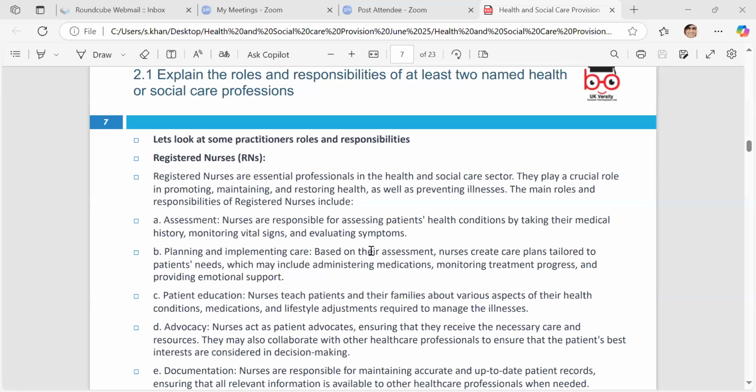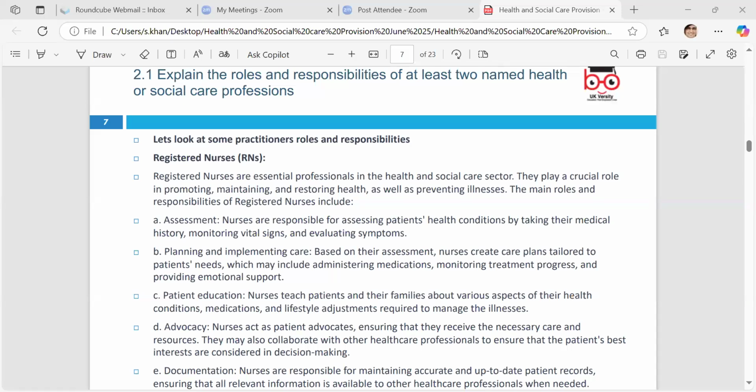2.1, so we're looking at explaining the roles and responsibilities of at least two named social care professionals. There is a broad element of different professionals, but we're going to be looking at the first one, which is a registered nurse. A registered nurse is a healthcare professional who provides and coordinates patient care. They play a crucial part in the day-to-day running of maybe the ward, and promoting and restoring any sort of health.